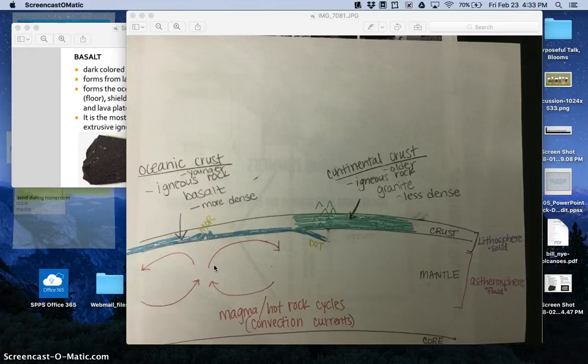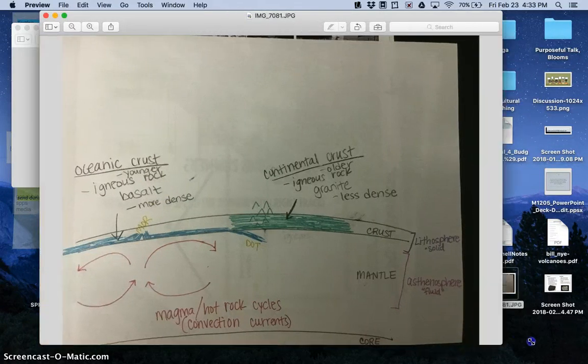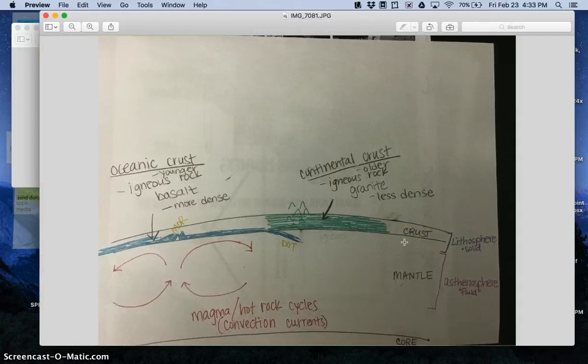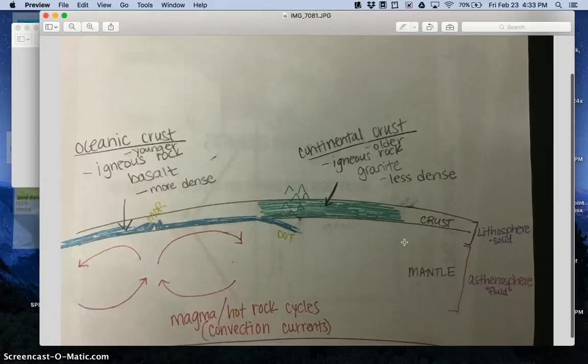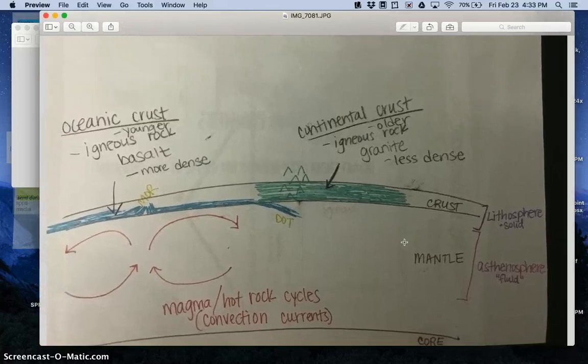All right, so we are going to talk about the different types of crust, and I thought it'd be helpful to draw this picture. And I will put this on Schoology so you can look at this again, not on YouTube. So here I have the different layers of Earth, and in general, we have the crust, the mantle, and the core. But that is broken down into even more.